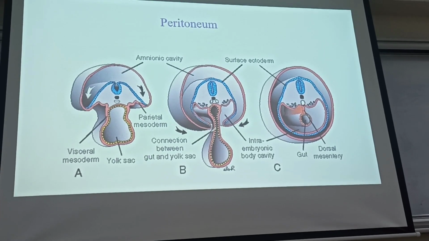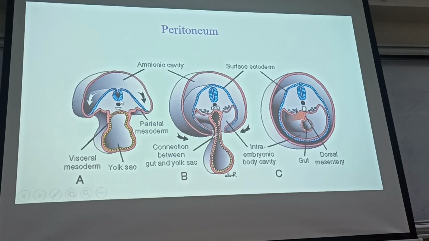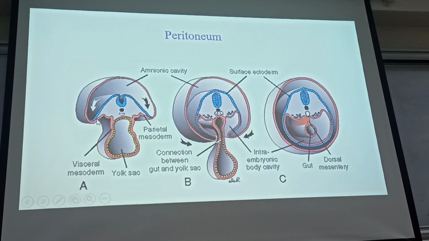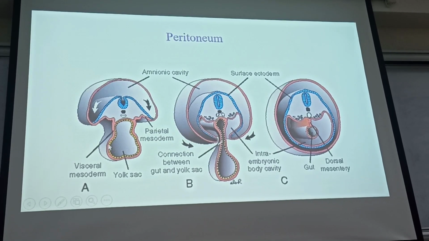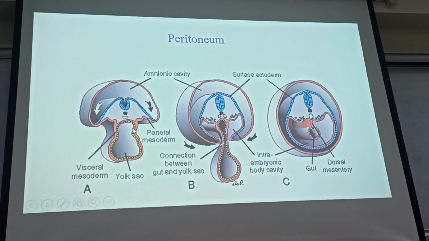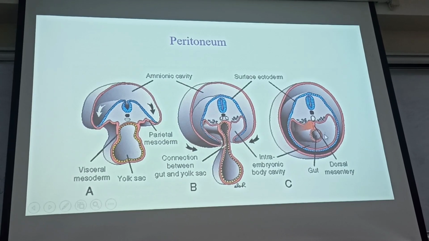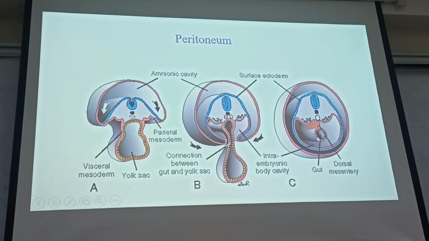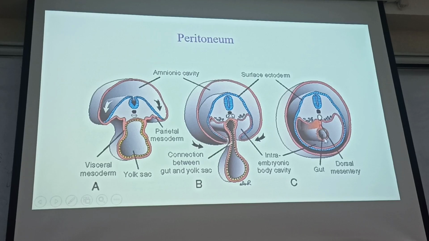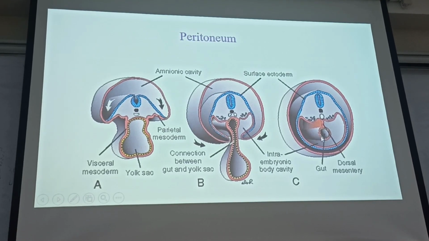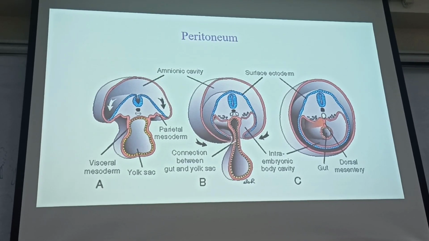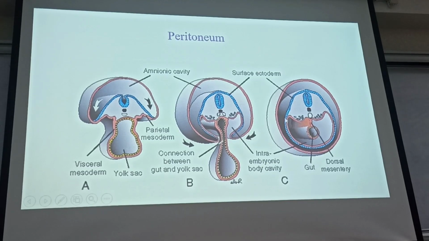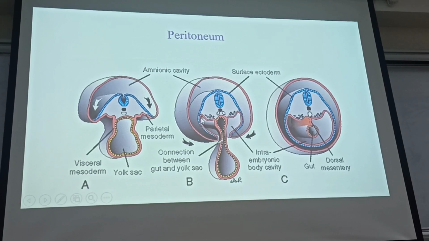Again, you can see in these pictures. What is this? Ectoderm layer. Parietal mesoderm is here and visceral mesoderm is here. And what is this? Endoderm layer. Please look at this picture and tell me the origin of visceral peritoneum. This is visceral peritoneum and this is parietal peritoneum. Visceral peritoneum originates from visceral mesoderm. And parietal peritoneum originates from parietal mesoderm.